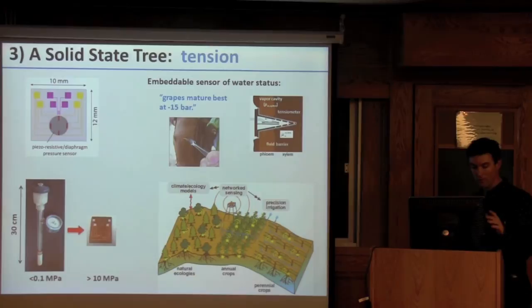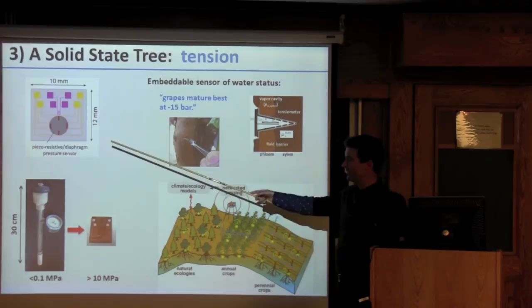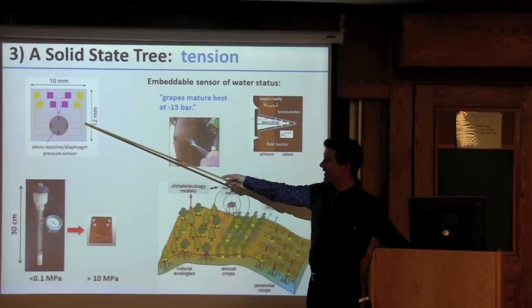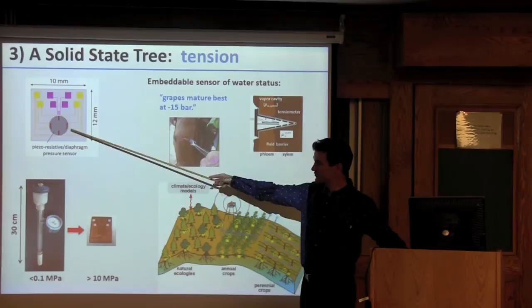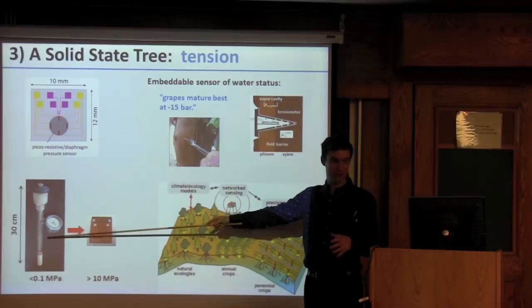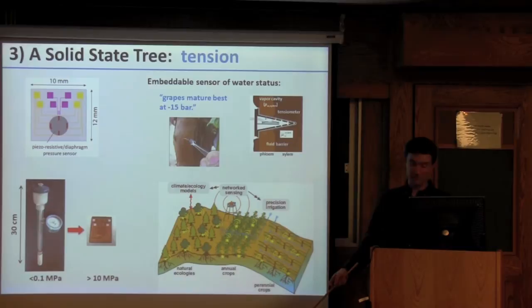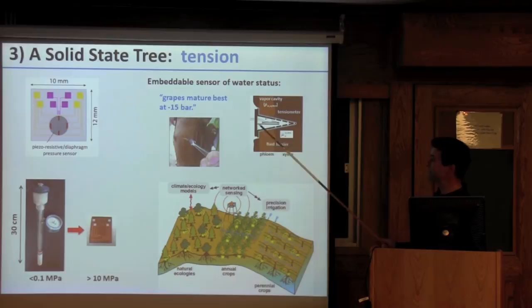I'll first give you a little update on what Vinay's been up to, and tell you about one version of this synthetic tree, which we call a tensiometer. Essentially it's a leaf coupled to a pressure transducer, and the context that Vinay has told you about is that this is what a tensiometer is called today. We'd like to extend the range of function by several orders of magnitude, and the form factor, so that, for example, this can become an embeddable technology.